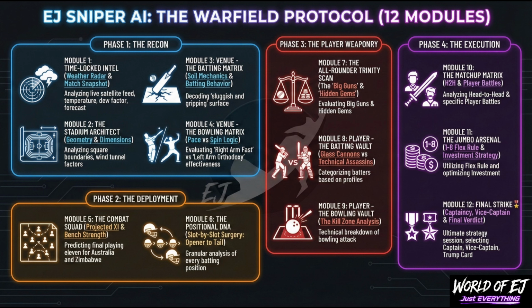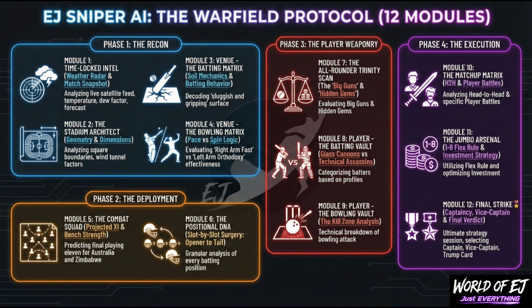We start with Phase 1, the recon. We don't just guess the pitch. We analyze the soil mechanics and weather radar. Then we move to Phase 2, the deployment. We map out the positional DNA of every batter, from the openers to the tail. In Phase 3, we inspect the weaponry. We separate the glass cannons from the technical assassins using the Trinity data.